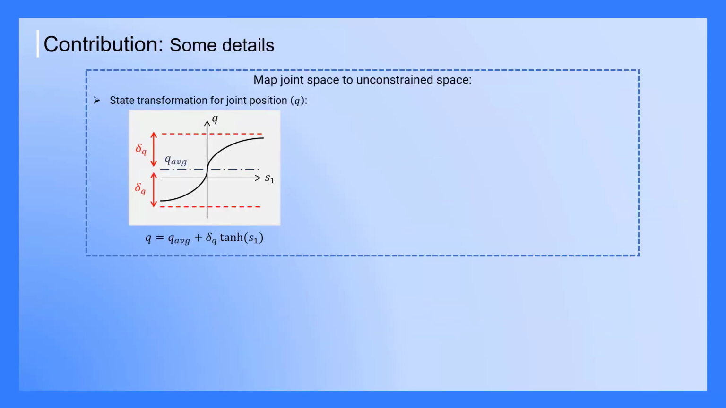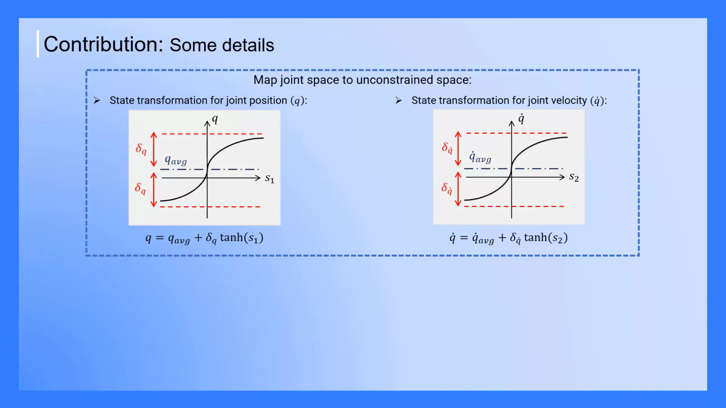The key point in our proposed technique is the mapping from the constrained joint space to the unconstrained space. For this, we use the hyperbolic tangent function. In this regard, we define the joint position as Q average plus delta Q multiplied by tangent hyperbolic of S1. The same, we also define the joint velocity as Q dot average plus delta Q dot multiplied by tangent hyperbolic of S2. S1 and S2 are new states. In this way, if S1 and S2 are bounded, then Q and Q dot are within their associated limits.